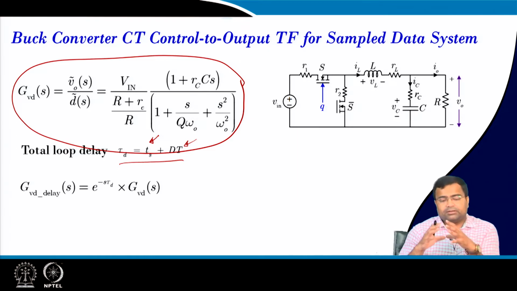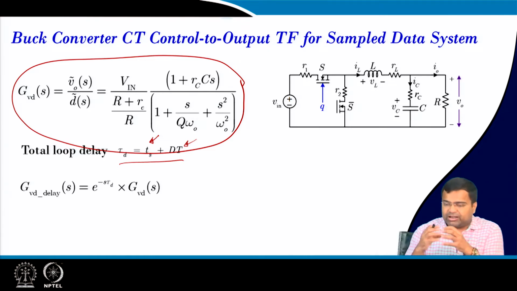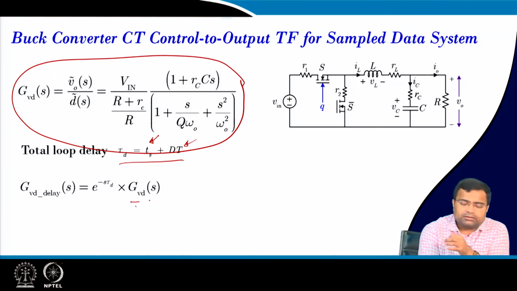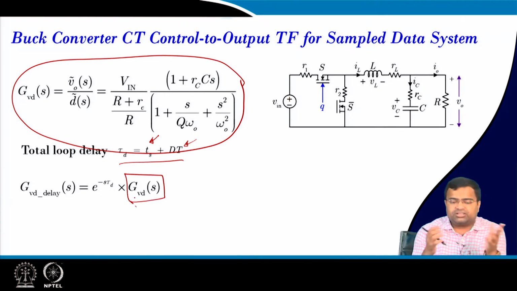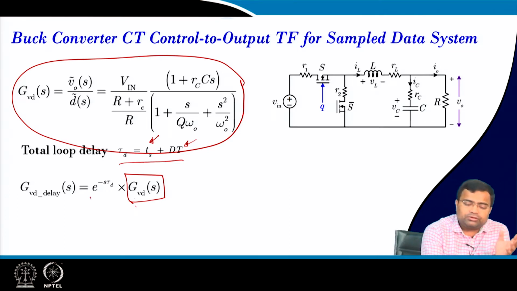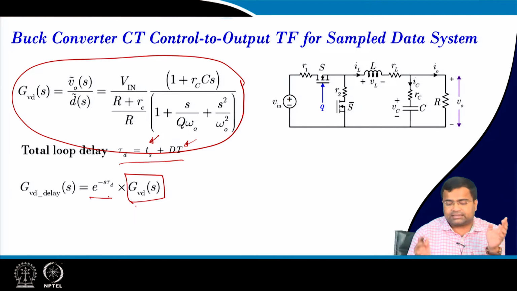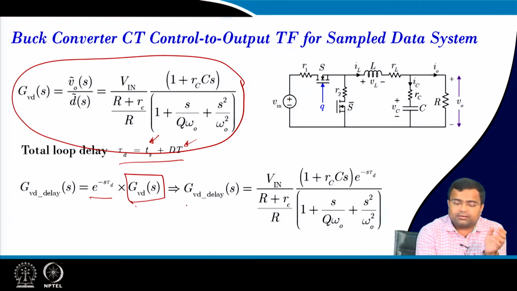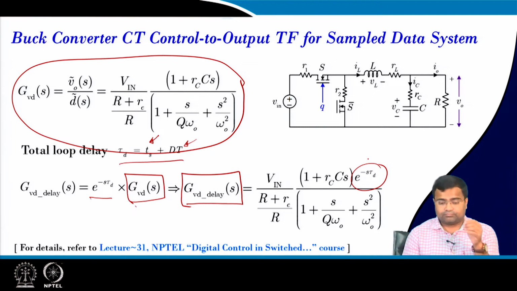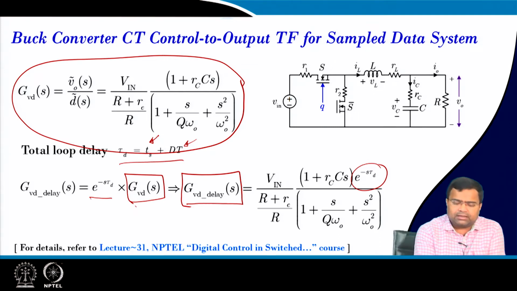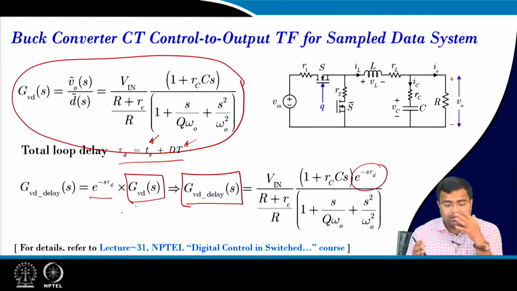Then the transfer function can be modified by considering the control to output transfer function of the original converter multiplied by the delay amount, which is e to the power minus s tau d, and then the control to output transfer function with delay is the same thing multiplied by the delay. And we have discussed this particular model in lecture number 31 of this NPTEL course on digital control.